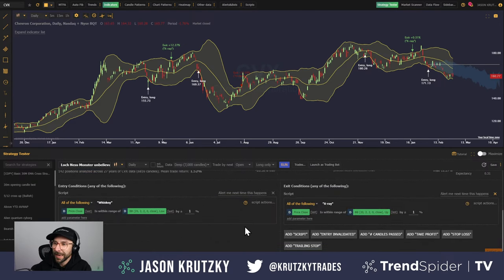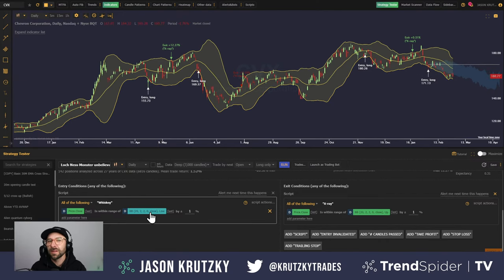So how can we make our entry better here? We can do one of two things. We can either add reversal candles into the mix. What I mean by that is we would add a couple of parameters that say either there's a hammer, a doji, or let's say a bullish engulfing candle, as well as price within range. Or we can define specifically that price actually broke below the lower Bollinger Band.